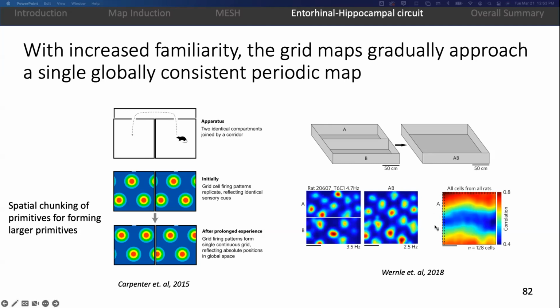And that's what this plot is showing, the correlation of the final map with the original maps. And here again, you can see that at the edges, the maps are more similar to the previous maps, and in the center, they are less similar to the original maps.